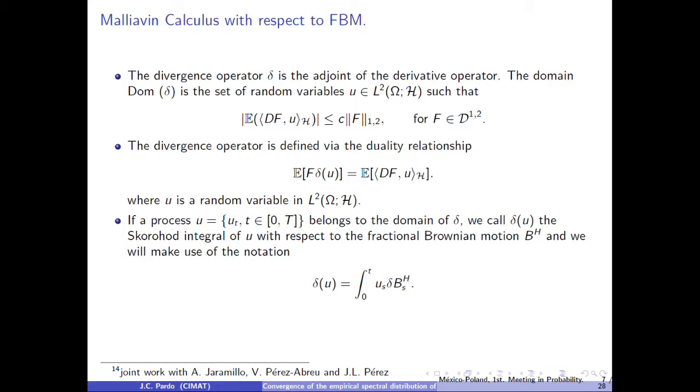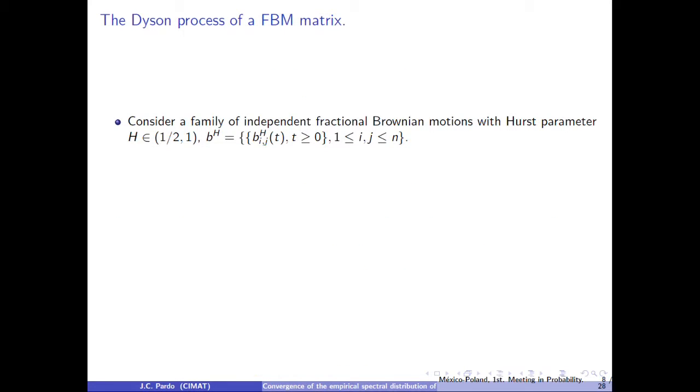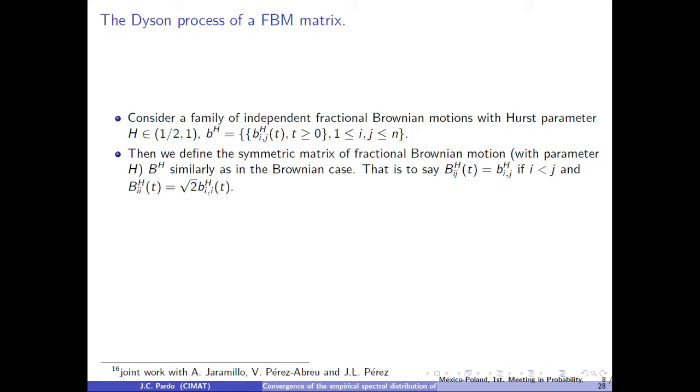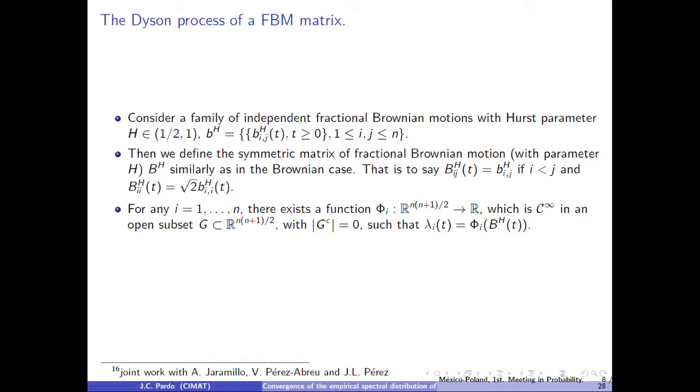We will apply all these approaches in order to deduce a similar result to the one we saw at the beginning of the talk. In order to do so, we consider a family of independent fractional Brownian motions whose Hurst parameters are between 1/2 and 1, and we consider the symmetric matrix of fractional Brownian motions. We define it in a similar way as in the Brownian case. I just put it here as a reminder. And we can prove that there exists a C infinity function in an open subset G, such that the Lebesgue measure of the complement is equal to 0, and the eigenvalues associated to the symmetric matrix of fractional Brownian motion satisfy this identity.